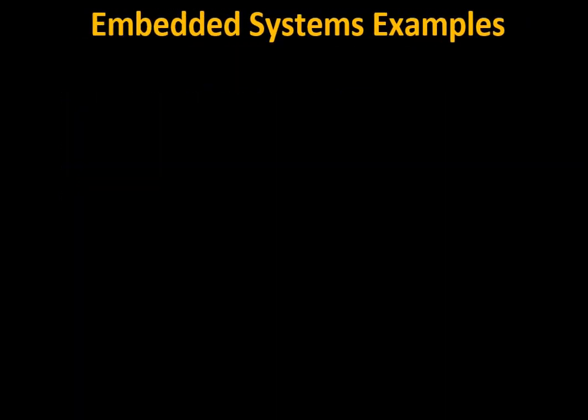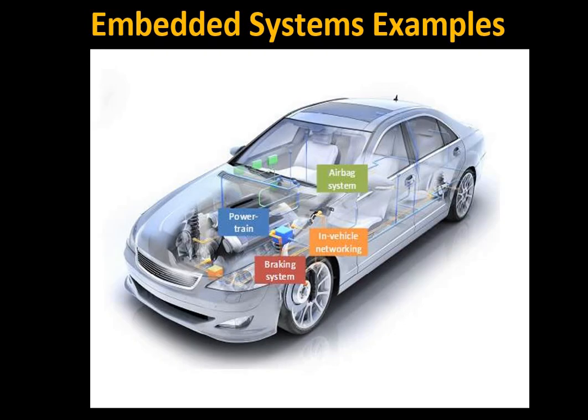Now, embedded systems examples. What is meant by embedded? Embedded is again a computer on chip or compact system. Just see the example of a car. In that there are n number of systems like powertrain, airbag system, in-vehicle networking, braking system. These are all compact in one single vehicle. That is nothing but an embedded system.